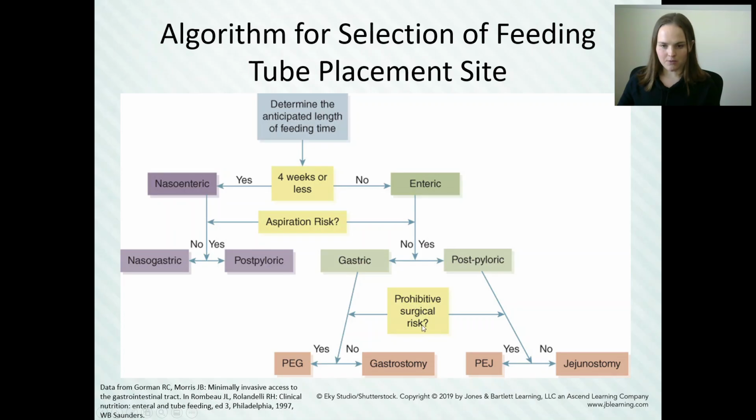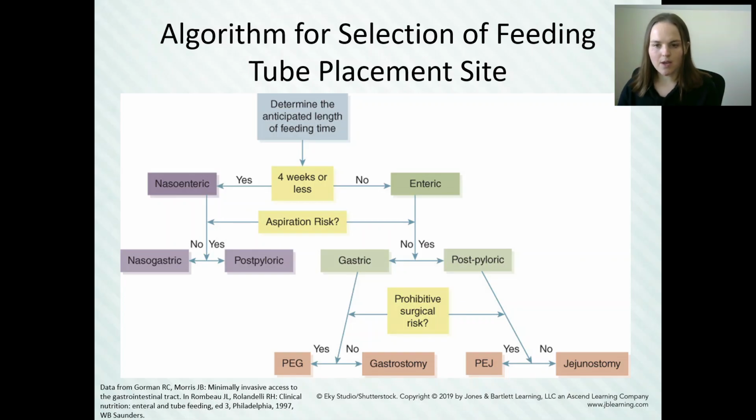I don't think that surgical risk is the only thing. You would also want to consider what's going on with the patient, what's going on with their digestive capabilities, and make a decision based on that. And then you would also want to consider if they need bolus feeds or continuous feeds.